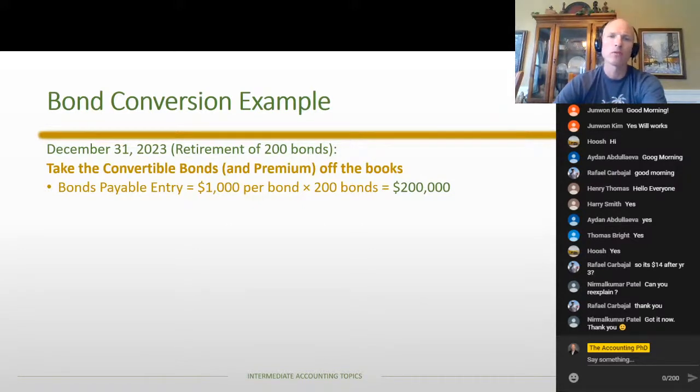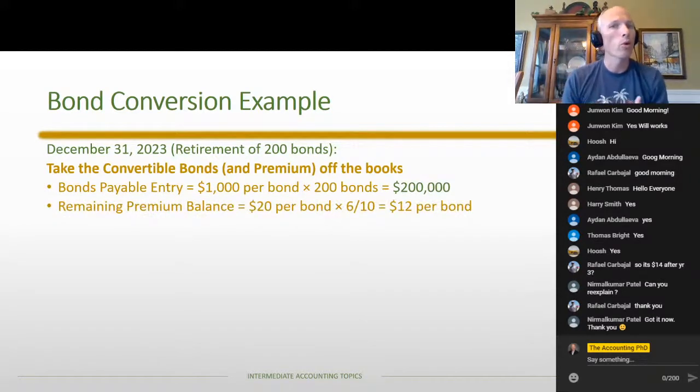Again, I'm hoping that part of it's not too difficult. With the premium on bonds payable, again, there's been one more year of amortization. So now instead of the 7/10 remaining, there's only 6/10 remaining. And so the balance in the premium is going to be 6/10 of the original $20 balance.